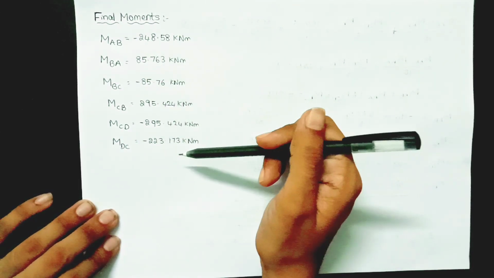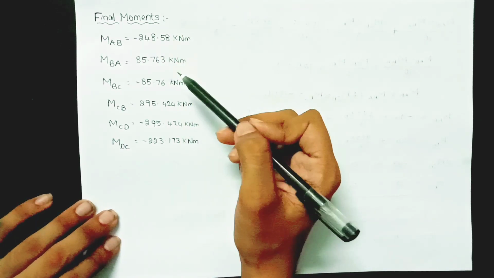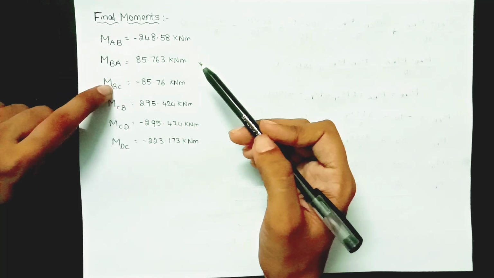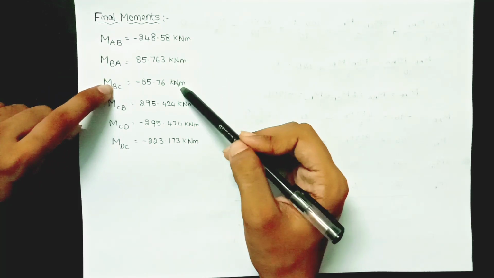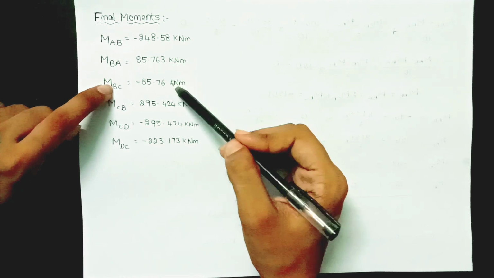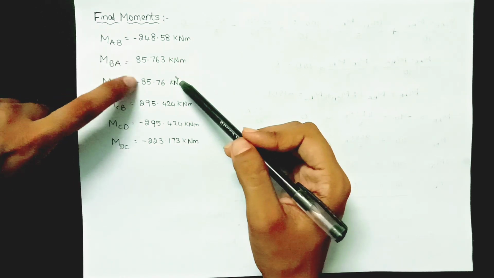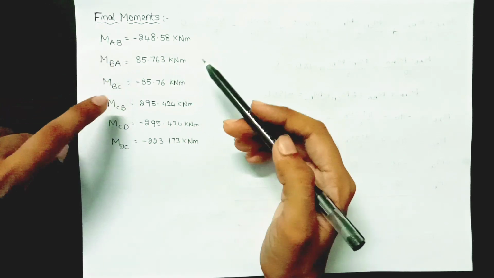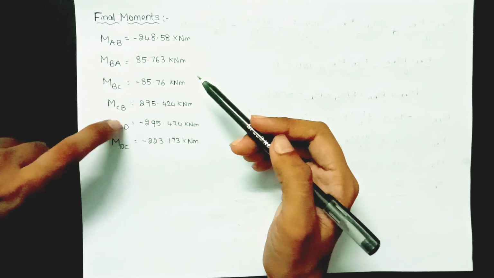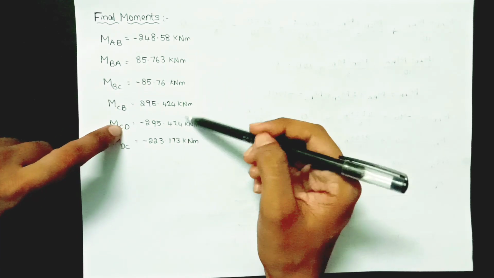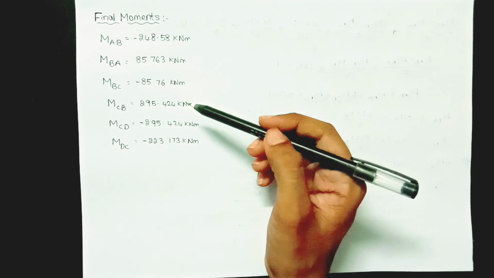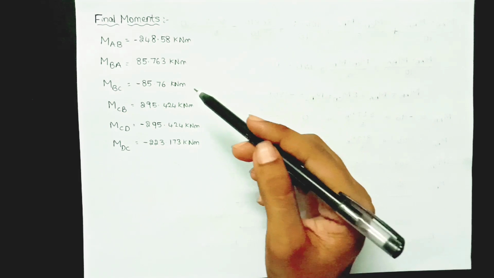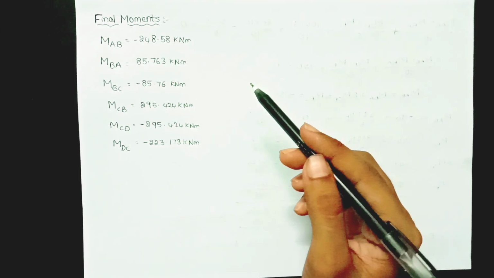These are the moments I have obtained after substitution, and there is one small check. If I take joint B, there are two members BA and BC. The summation of these two moments should be almost equal to 0, as they are equal and opposite moments. So at joint B the equilibrium condition is satisfied, and similarly at joint C there are two members CB and CD. The two values are equal, so the equilibrium condition at joint C is also satisfied. In this way we calculate the final moments by using the slope deflection method.